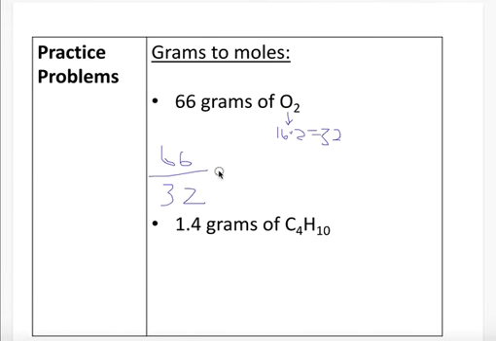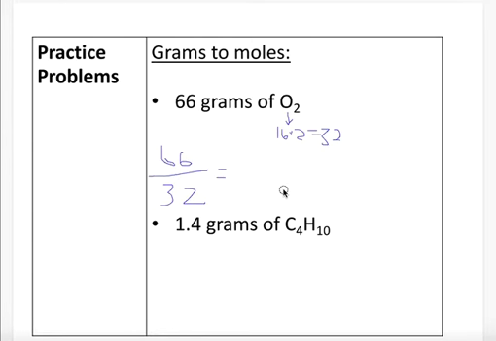Now this makes sense because you should get a bigger number than 1. If you have 66 grams and 1 mole is only 32 grams, you should have more than 1 mole. So you should get a larger number here. So keep that in mind. Common sense. It's the best thing ever.